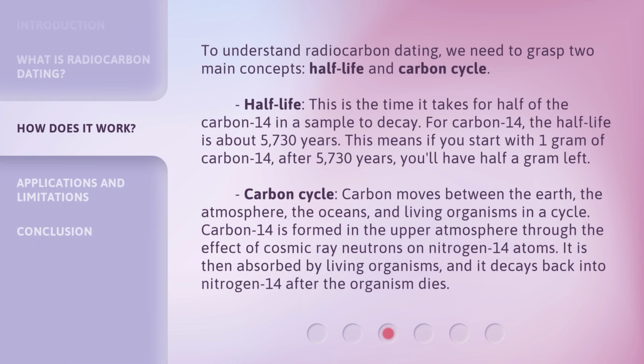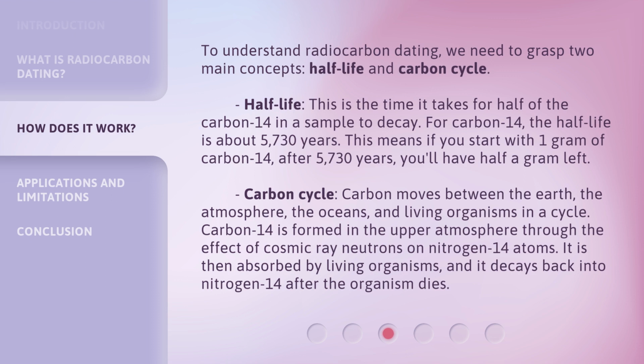To understand radiocarbon dating, we need to grasp two main concepts: half-life and carbon cycle. Half-life. This is the time it takes for half of the carbon-14 in a sample to decay. For carbon-14, the half-life is about 5,730 years. This means if you start with 1 gram of carbon-14, after 5,730 years, you'll have half a gram left.